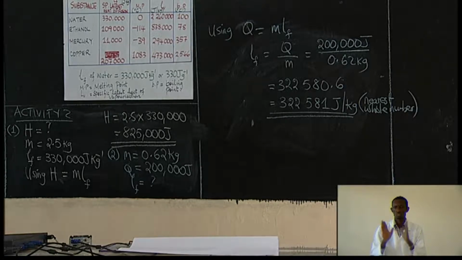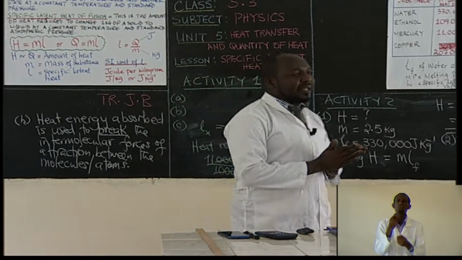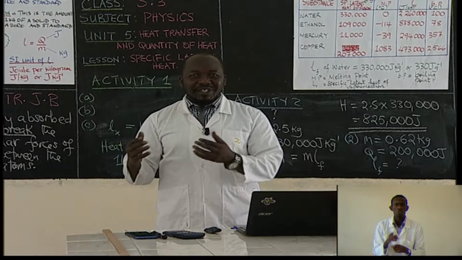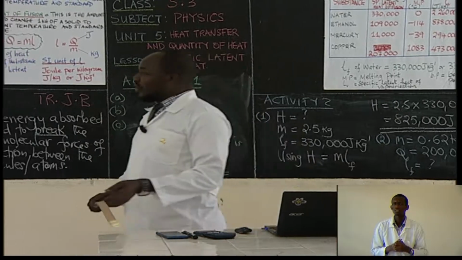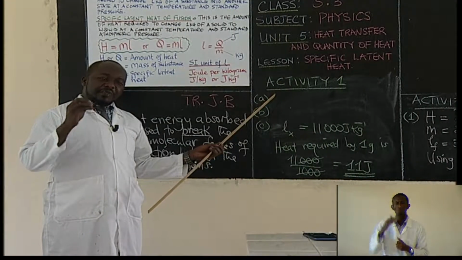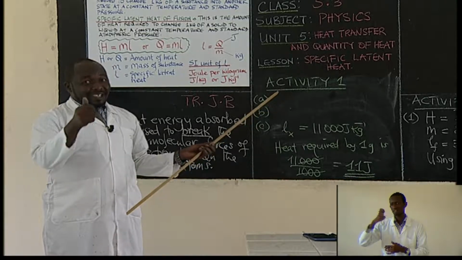So I hope you have followed through on that one there. Okay? Right. Now, as we draw to the end of the lesson, I will give you an assignment. But before I give you an assignment, I want every one of you to remember the main objectives of this lesson. What did we plan to learn during the lesson? What we planned to learn was being able to define specific latent heat of a substance and being able to give its SI unit. I think we did very well on that.